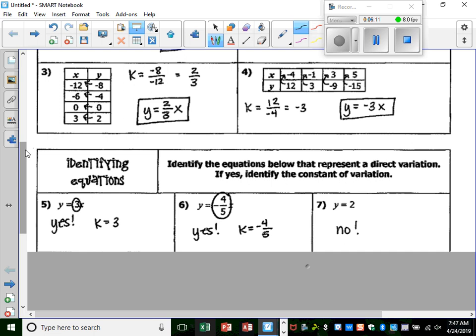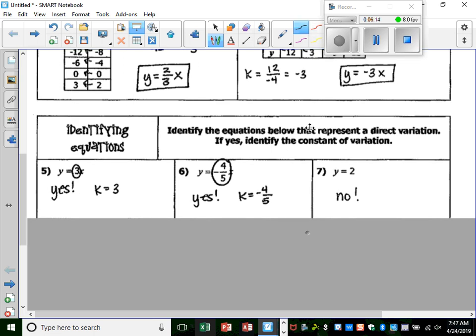All right, so here they're asking you, identify the equations below that represent a direct variation. So you want to solve these for y first if they haven't been solved for y. This one is solved for y. It is in the form of y equals some number times x. So yes, it is direct variation, and your constant is 3. Okay, k equals 3. Same here. This is in the form of y equals kx because you got a number times x. So your k value is -4. And you could graph this too and see that it's passing through the origin.